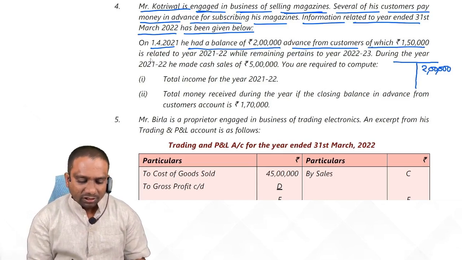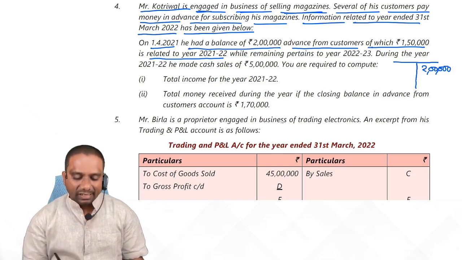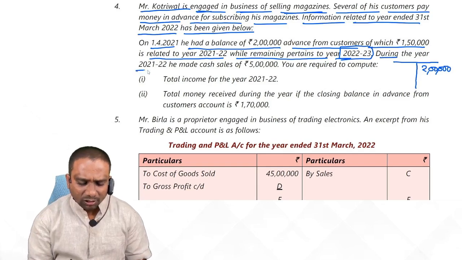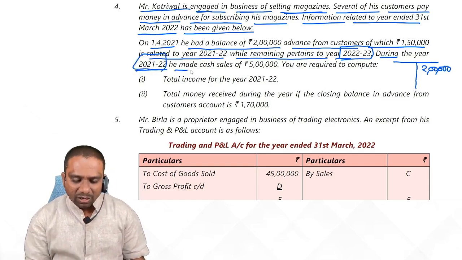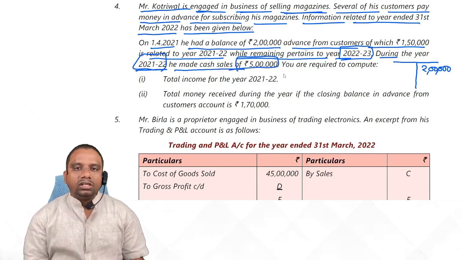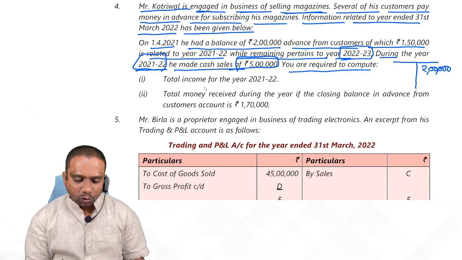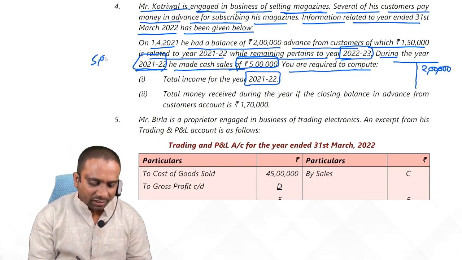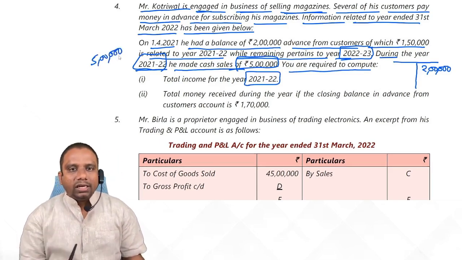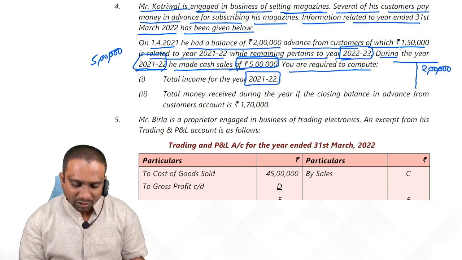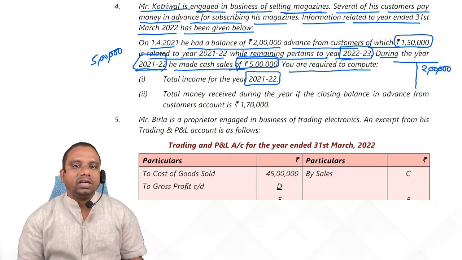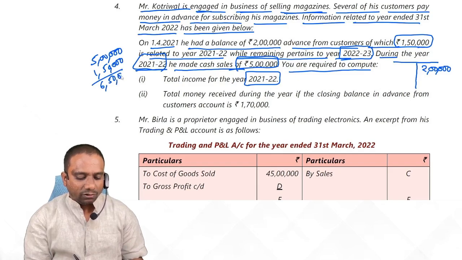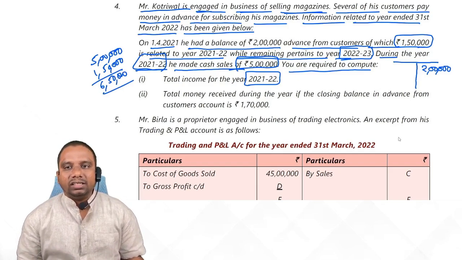Of which 1,50,000 is related to 21-22, the current year, while the remaining pertains to the year 22-23. During the year 21-22, here dates are very important, he made cash sales of 5 lakhs. You are required to compute total income for the year 21-22. Total income means 5 lakhs cash sales, and relating to the current year, 1,50,000 rupees cash we already received in the previous year. So total income for the current year is nothing but 6,50,000.